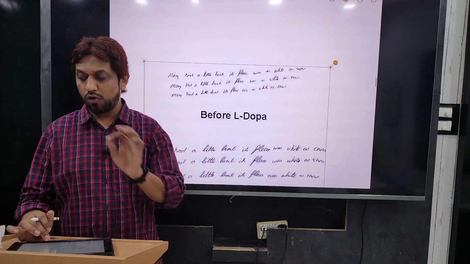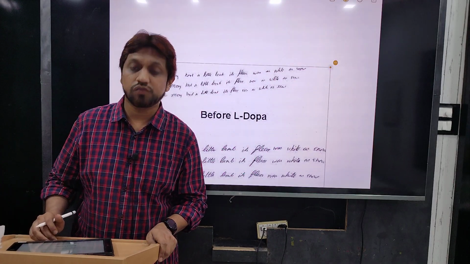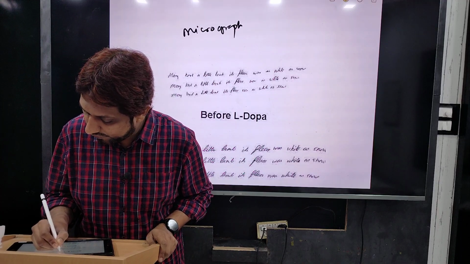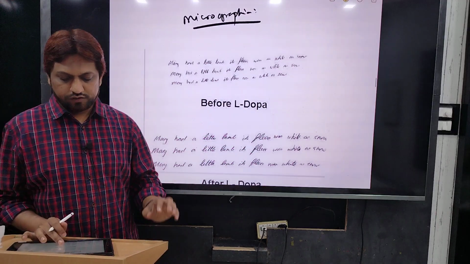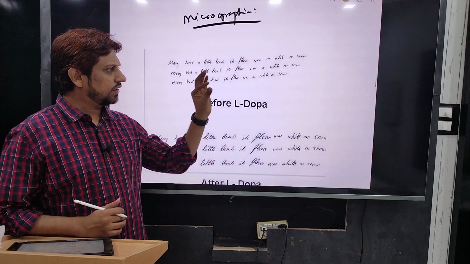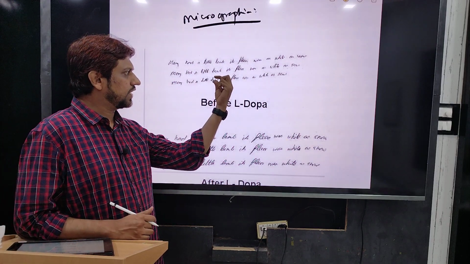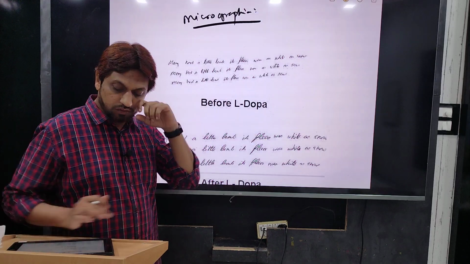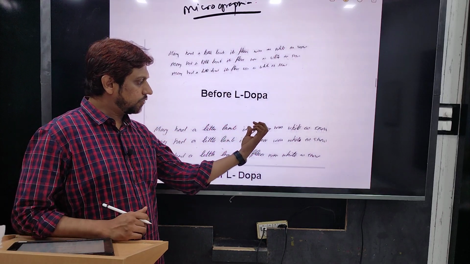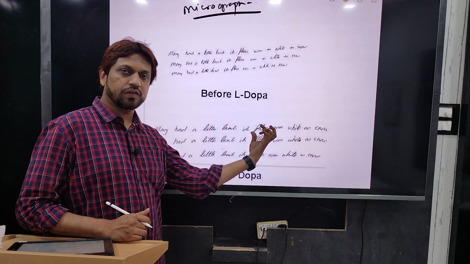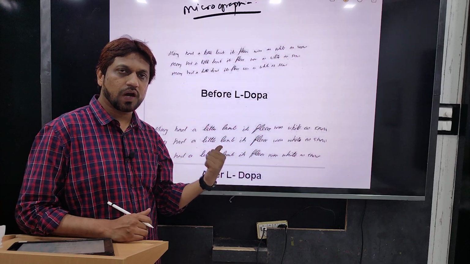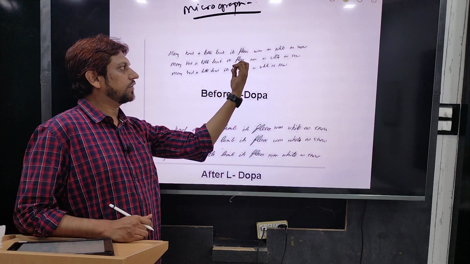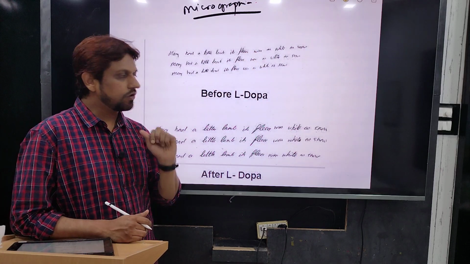One is small handwriting. We see it in 50% of the patients, which is known as micrographia. So what is micrographia? A decrease in the size of the words or the handwriting, or the font size decreases. For example, in this picture, if this is the normal handwriting of a person, then if the same person develops Parkinson's disease, the handwriting will become small, the font size will decrease.